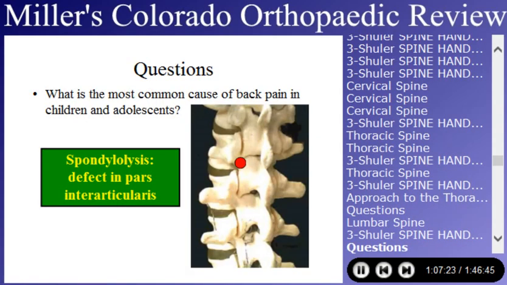Most common cause of back pain in children and adolescents is Scotty dog, spondylolysis, defect in the pars interarticularis. The only reason why I highlight this is that for some odd reason it's difficult to understand truly where this pars is. Pars is right as shown on the diagram, right there, bam.